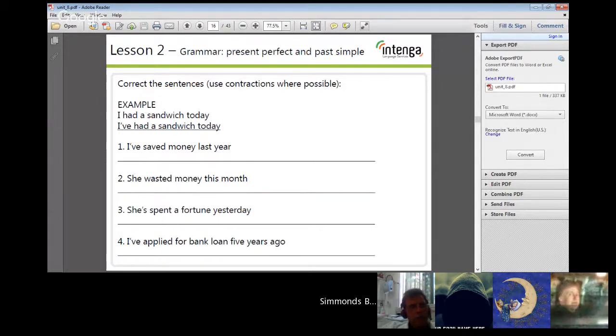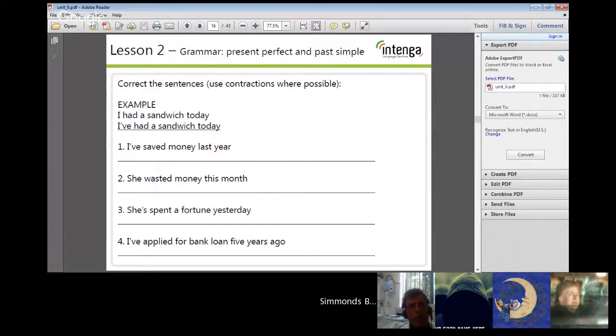How should we correct this? You can write your answers in the chat box. I've saved money last year. How should we correct this sentence? I think it could be past simple. Past simple. I saved money. Exactly. I saved money last year. Last year is finished. So we're using past simple. Good. Perfect.